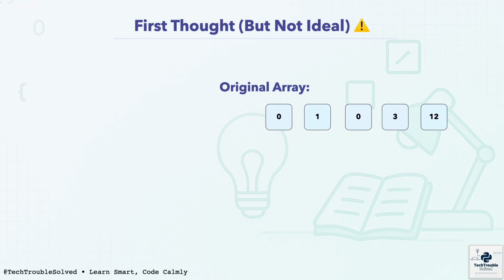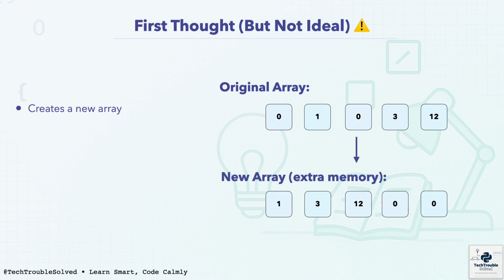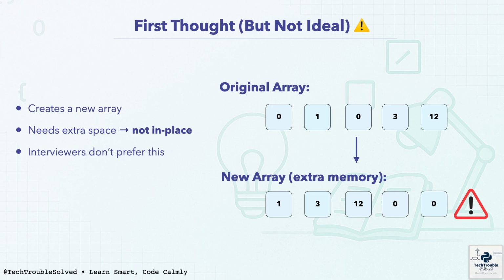Most beginners try this approach first. Copy all the non-zero elements into a new array and then add zeros at the end. But this uses extra memory, which is not allowed in the real problem, and in interviews they expect something more optimal. So let's find a better way.